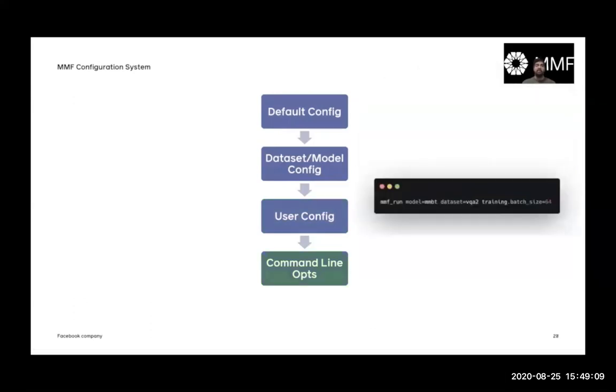We also provide command line opts, which you can use to override anything that's present inside the configuration from the command line. That allows us to iterate faster over the versions, and you don't need to actually go inside the configuration and change stuff. You can just update it from the command line. This is also very helpful for running sweeps, where you can just pass your options multiple times and run sweeps, and you don't really need to change the configuration.